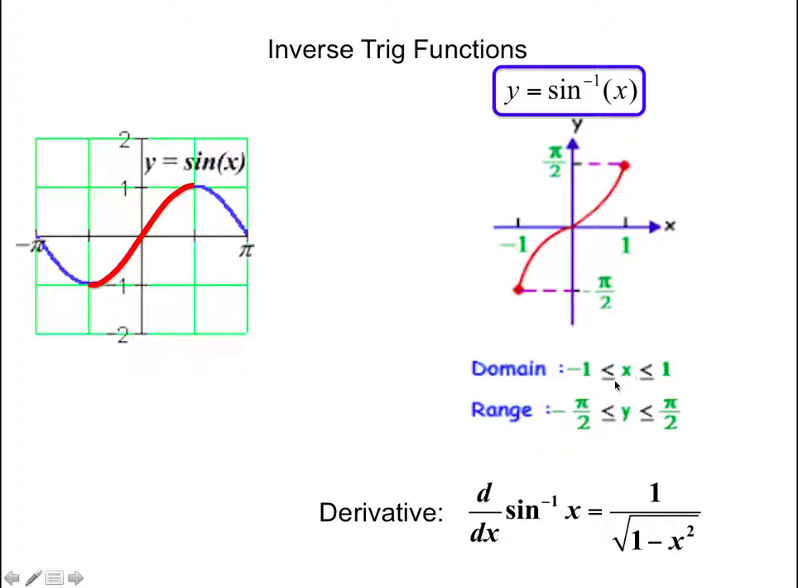Notice the domain is -1 to 1 because look at the denominator. Any x value that is outside of that domain is going to make this radical negative, which is something that we can't define. Okay, so that's why we have that domain in the first place.